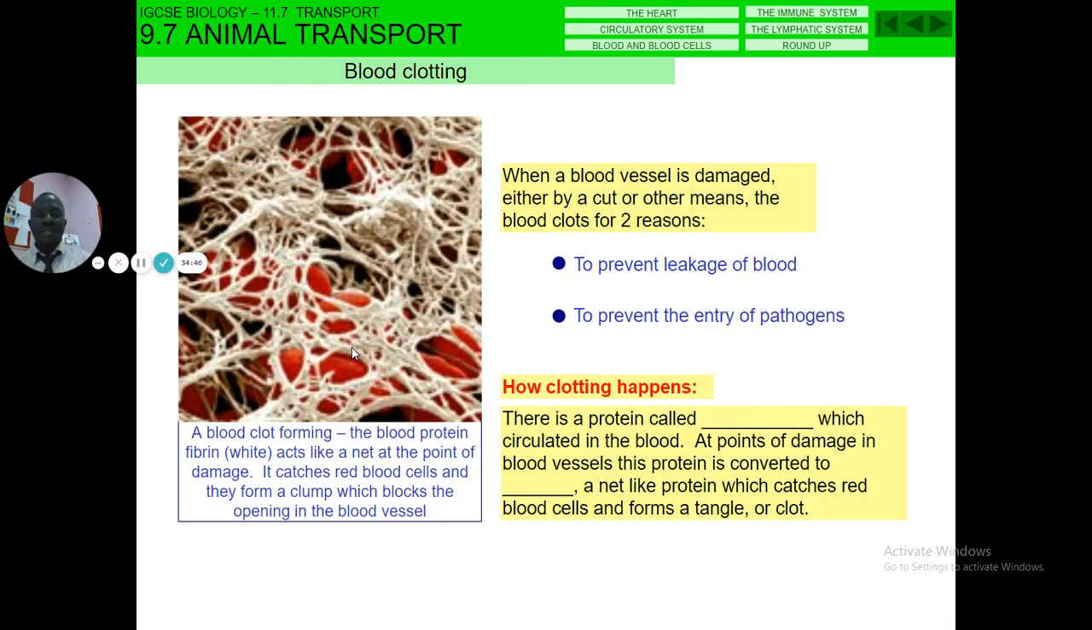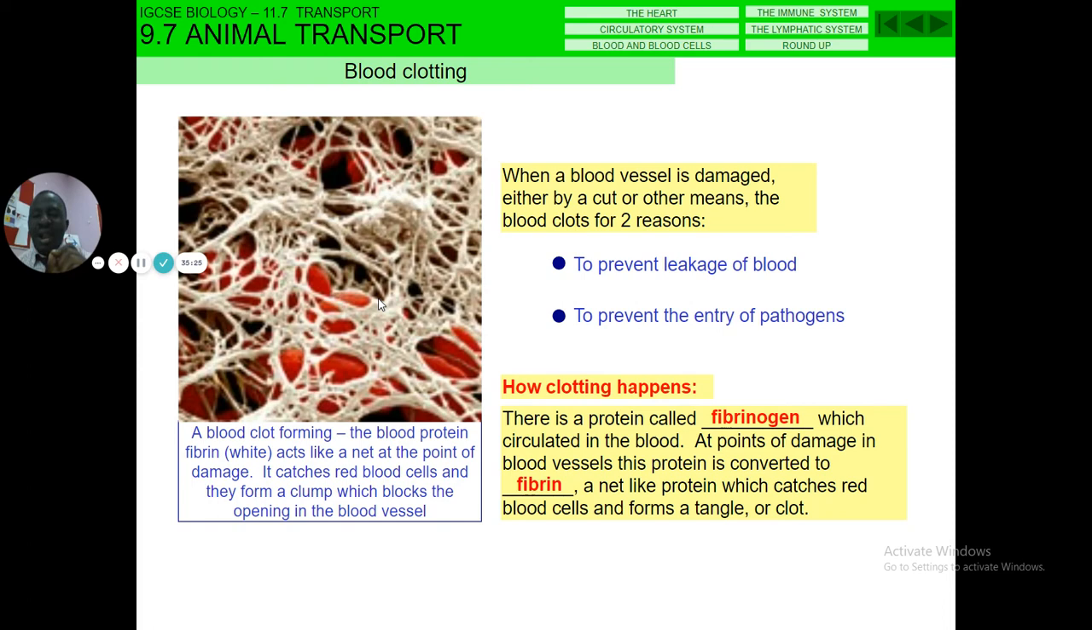How does clotting happen? There is a protein called fibrinogen, which is soluble in blood. At points of damage in blood vessels, this protein is converted to what we call fibrin. When it is in blood, it's not fibrin, it's called fibrinogen because it's soluble.